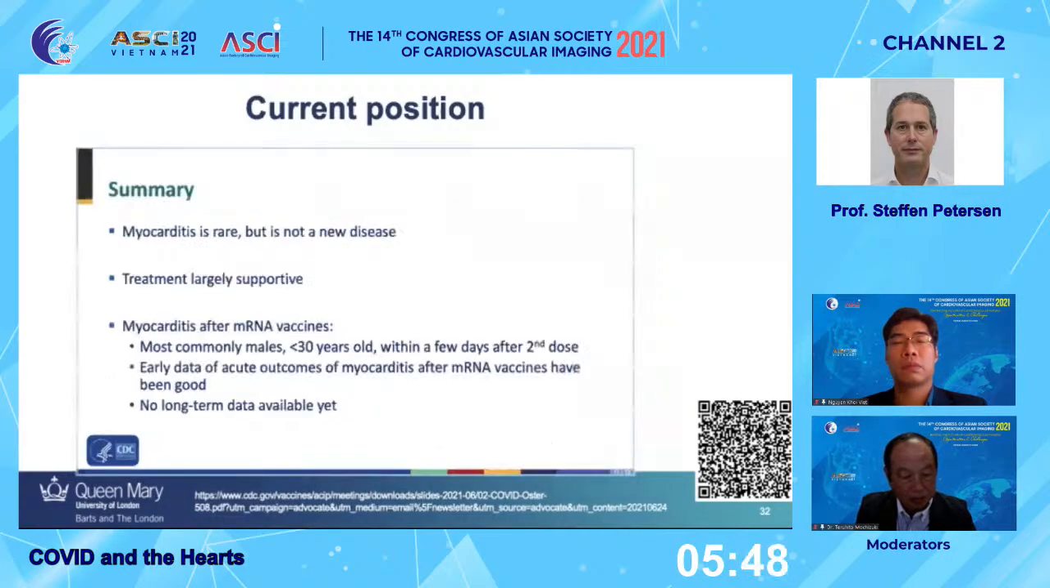So in summary, myocarditis is rare in the context of mRNA vaccination. Treatment is largely supportive. Myocarditis after messenger RNA vaccines is mostly occurring in males under the age of 30 years within a few days after the second dose. And early data of acute outcomes of myocarditis after mRNA vaccines have been good, but no long-term data is available yet.